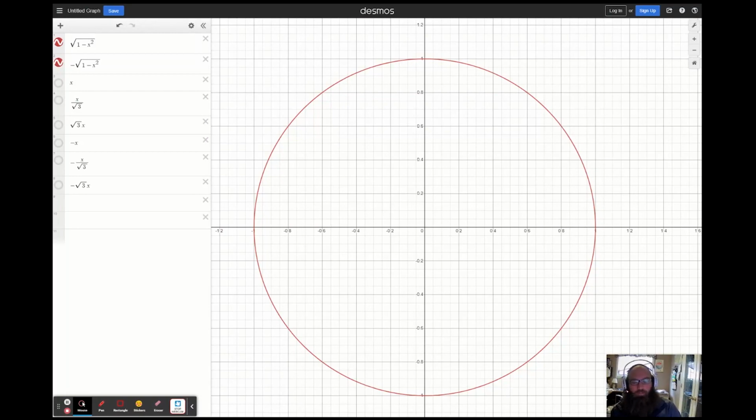Okay, welcome back. Going to talk a little bit more about the unit circle. Now is when we get into a little bit of the meat and potatoes. So pay attention here and away we go.